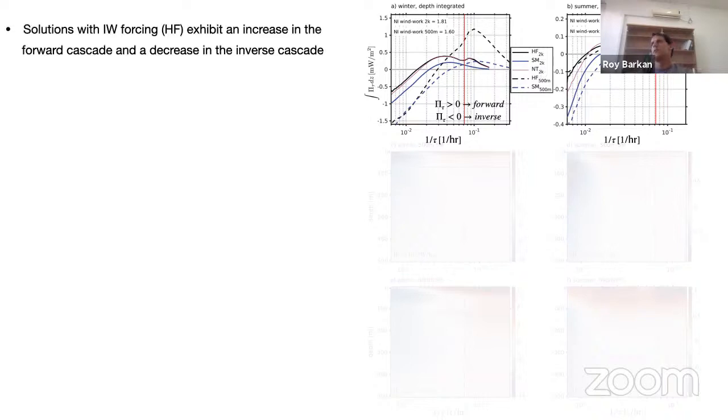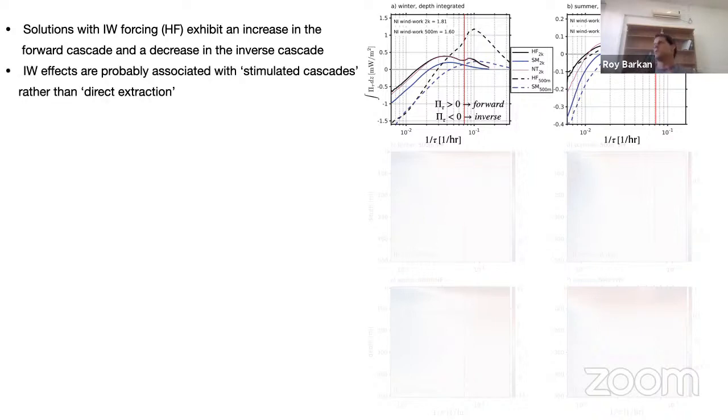And so the first thing to point out here is that the black lines are above the blue lines. That is, when you have solutions with externally forced internal waves, there's an increase in the forward cascade and a reduction in the inverse cascade during both seasons. It seems that these effects are more associated with what I call stimulated cascades, in the sense that the effects are not just confined bandpass, but they really affect the turbulent energy transfers across a range of scales. Perhaps an exception is what's happening here during summer, which is maybe more in line with the theories of stimulated generation.